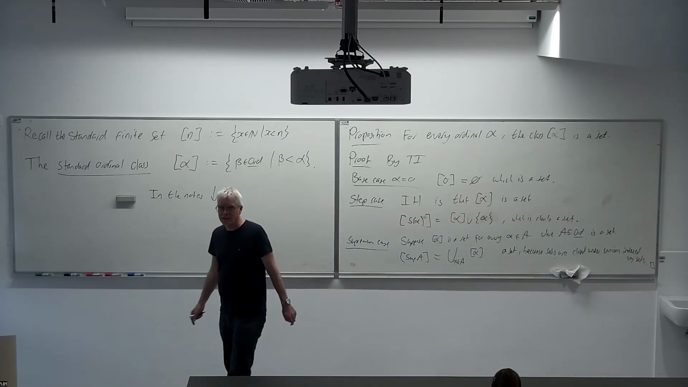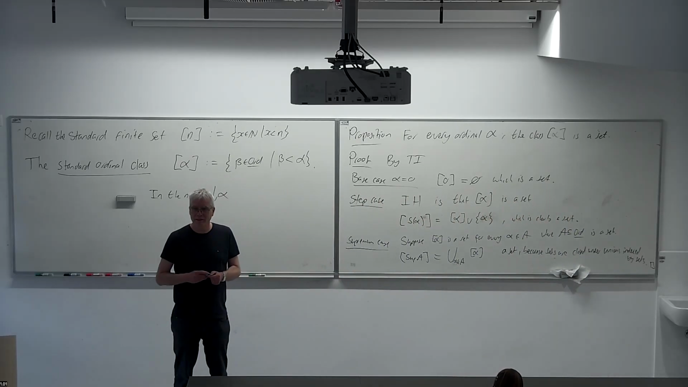I have a further question. Yes. My speculation is that we can probably even prove that the standard ordinal class of alpha is equal to alpha. No. Just like we can't prove the standard natural number set n is equal to n. We can prove it for the von Neumann numbers, that's true.